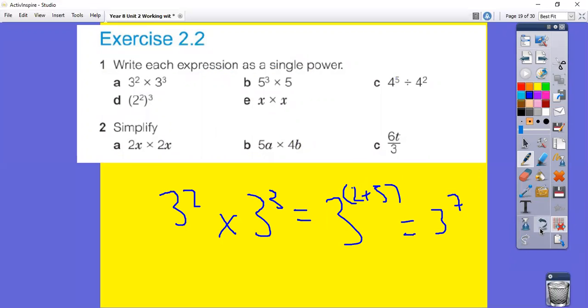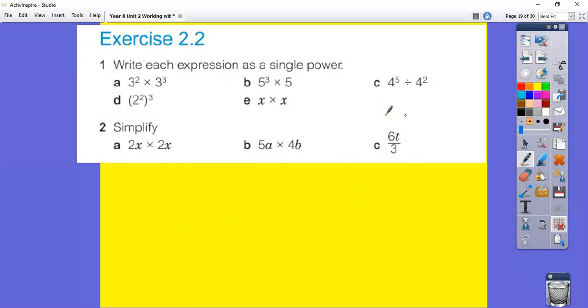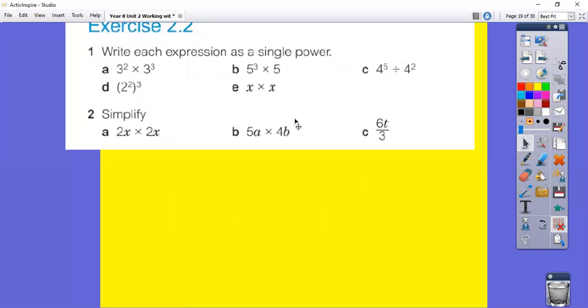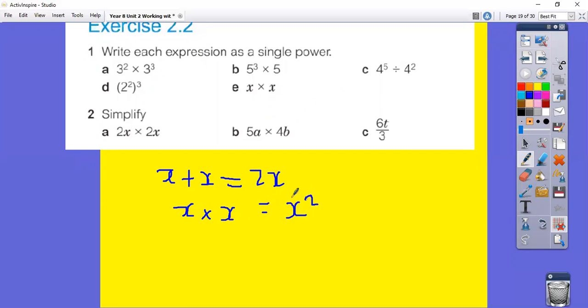Now, if we look at the second question, it says simplify. So again, remember, x plus x equals 2x. However, x times x equals x squared. Remember the laws: x times x is basically x to the power of 1 times x to the power of 1. When we're multiplying, we add the powers, don't we? So that's x squared, x to the power of 2.